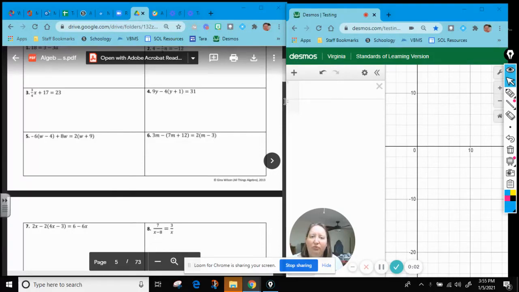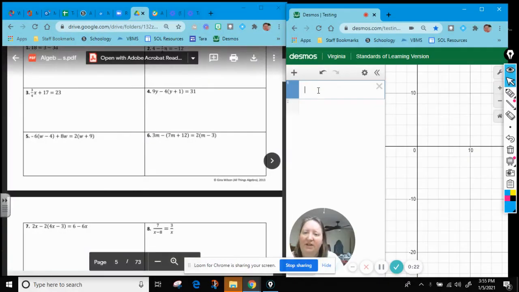Okay, this is how to use Desmos to check your answer when you have an equation like this. First of all, we're going to use x instead of other variables. That's one thing. And let's try this problem right here, number 5. So we're going to type in one side. There's an equal sign right here.